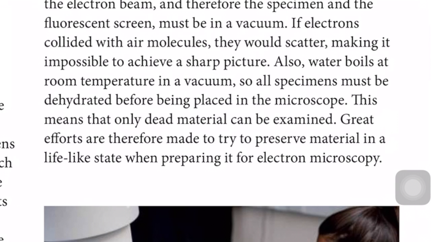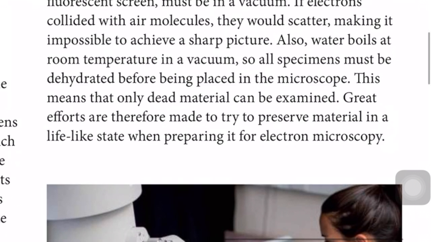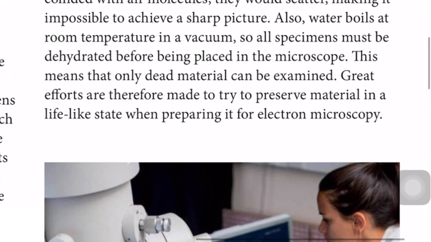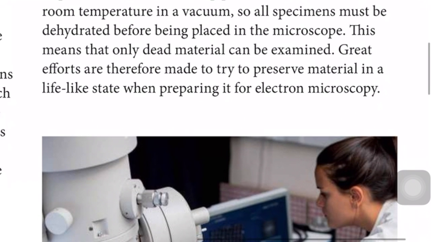Also, water boils at room temperature in a vacuum, so all specimens must be dehydrated before being placed in the microscope. This means that only dead animals can be examined, because the cells of animals contain water, but if they get dehydrated, they will die, and thus only dead specimens can be observed under the electron microscope. Well, that's a drawback too. Great efforts are therefore made to try to preserve material in a lifelike state when preparing it for the electron microscope.